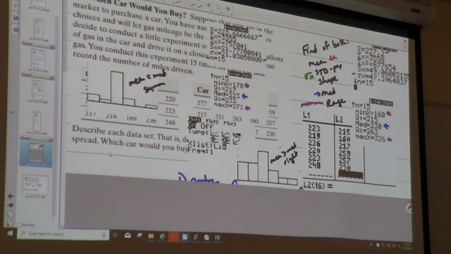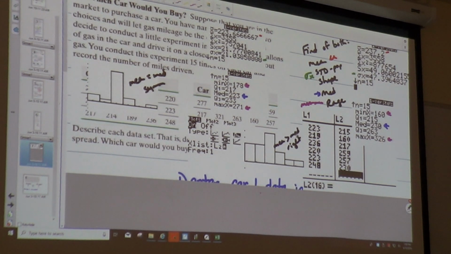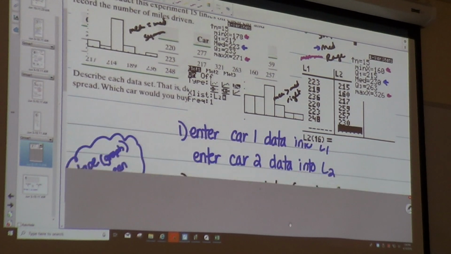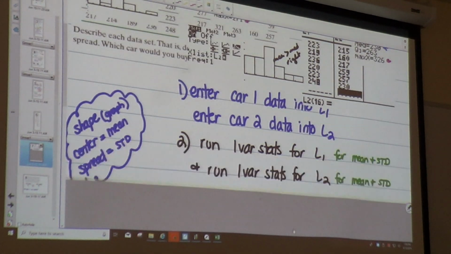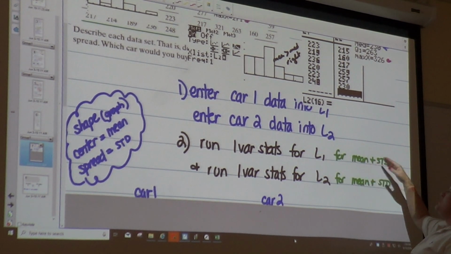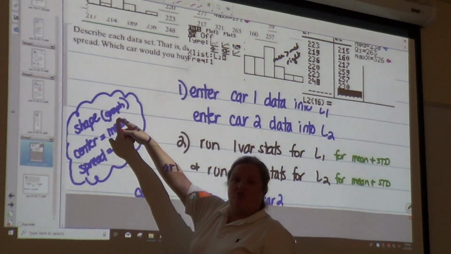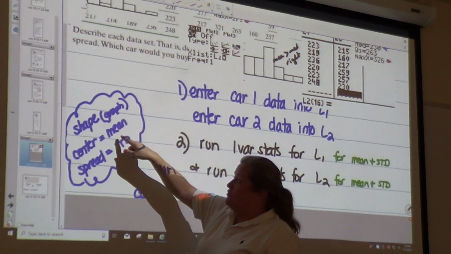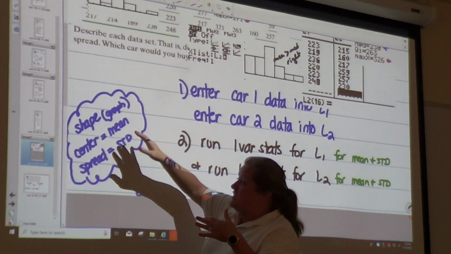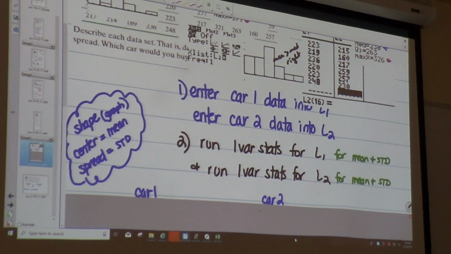Now, I know I got a bunch of stuff up here right now, so I wanted to show you everything in one. So if you come down, this tells you exactly what to do. Enter data, car 1 into L1, do one of our stats. L1, do your mean and standard deviation. L2, do your mean and standard deviation. To get your graph, if you're going to look at your mean, your spreads, you're going to look at several things. I'm going to go back to my graph in just a minute.